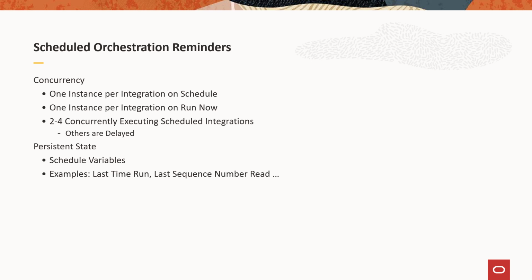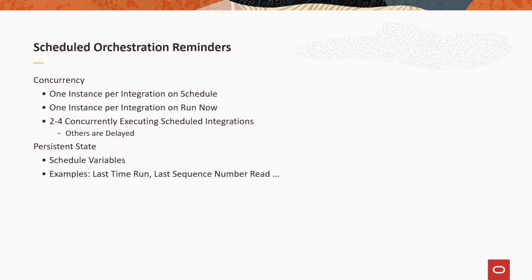Similarly, if I need to pick up data out of a database, there may be a sequence number. Hey, pick up all the transactions greater than this sequence number. If we write to a schedule variable inside our scheduled orchestration, it is automatically persisted. So this probably now starts to make sense why we only want to allow one instance of a scheduled integration to run at a time.